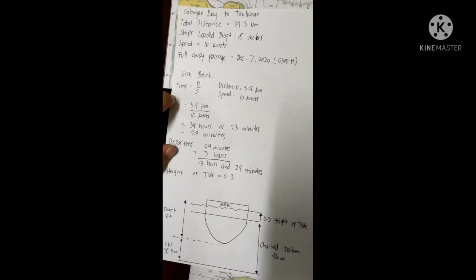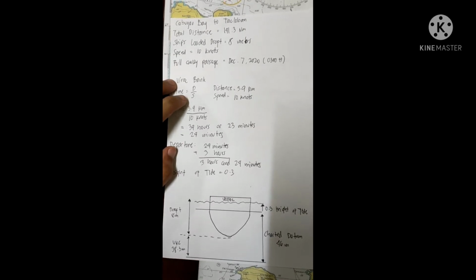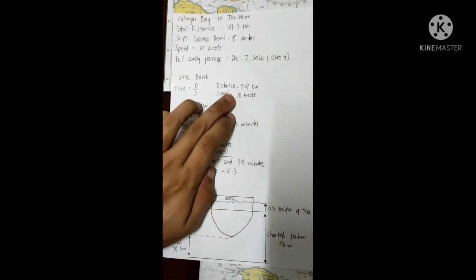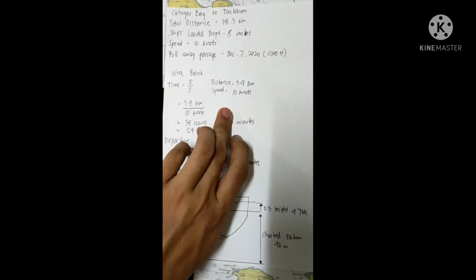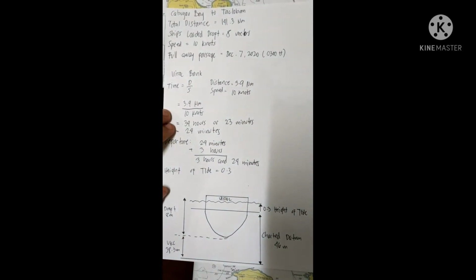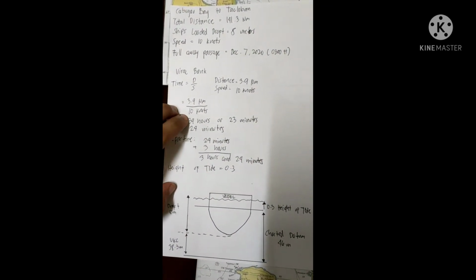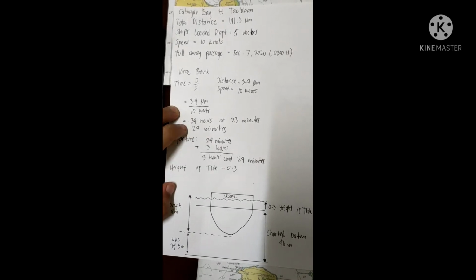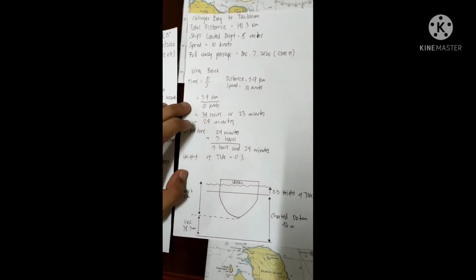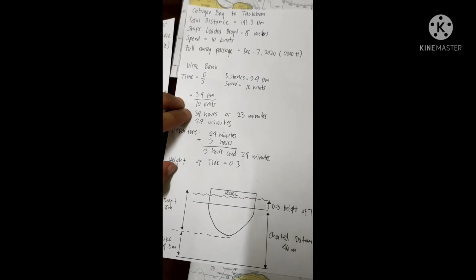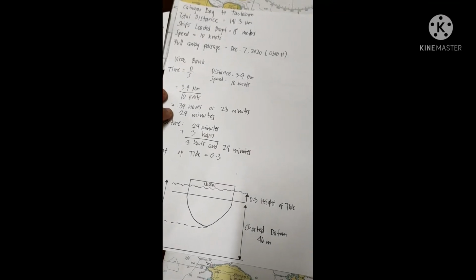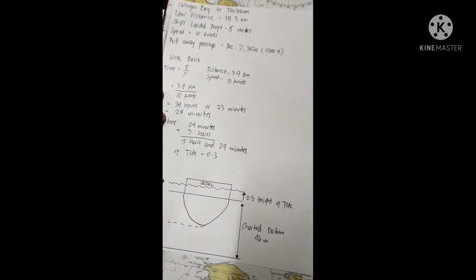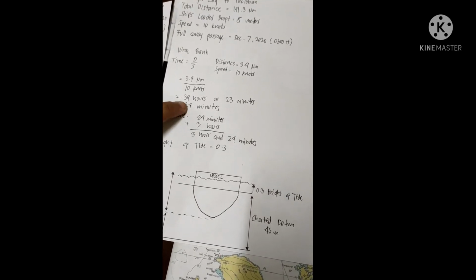Wreck bank. Time equals distance over speed. Distance is 3.9 nautical miles, speed is 10 knots. So 3.9 nautical miles over 10 knots equals 0.39 hours, or 23 minutes, or 24 minutes. How can I get 24 minutes? In order to get 24 minutes, you just multiply 0.39 by 60.